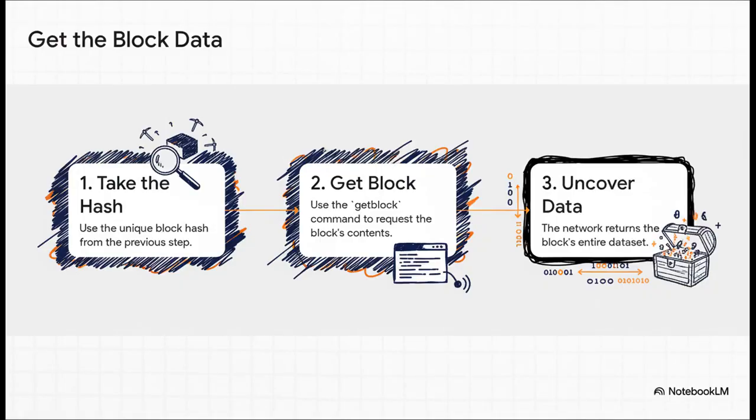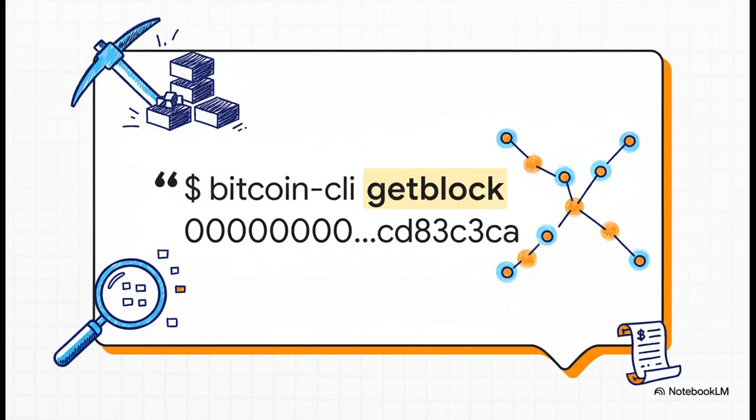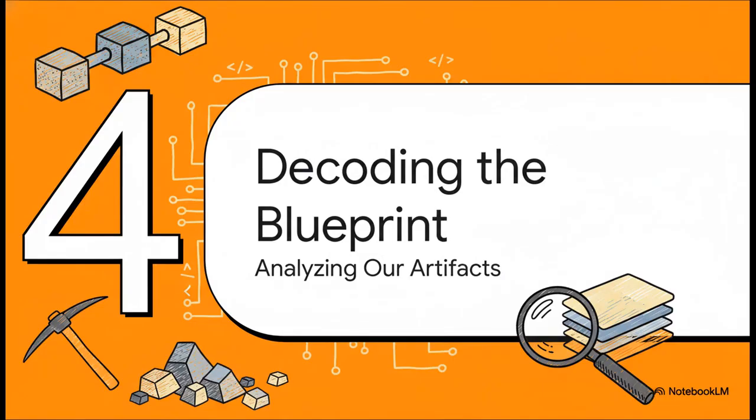And this next step is just as straightforward. We take that unique hash we just found and we feed it into a new command called getBlock. This is us telling the network, okay, show me everything you've got for the block at this exact location. And here's the command. We're basically pointing our digital shovel right at the X on the treasure map. The second we run this, we unearth the entire story of this block, preserved perfectly for us to analyze. And success! We've excavated our digital artifact.